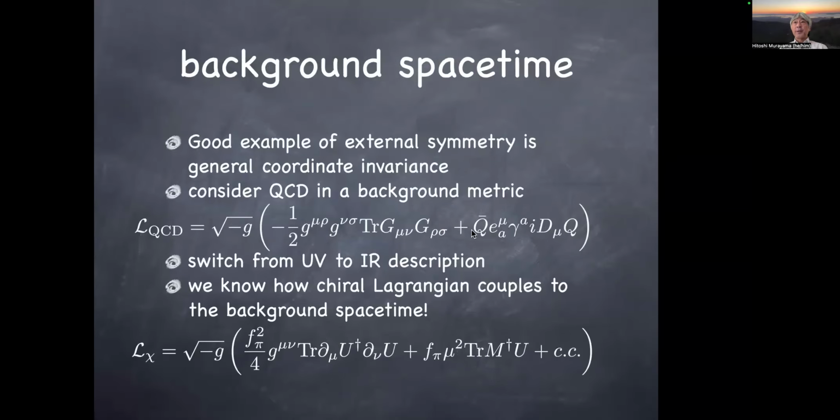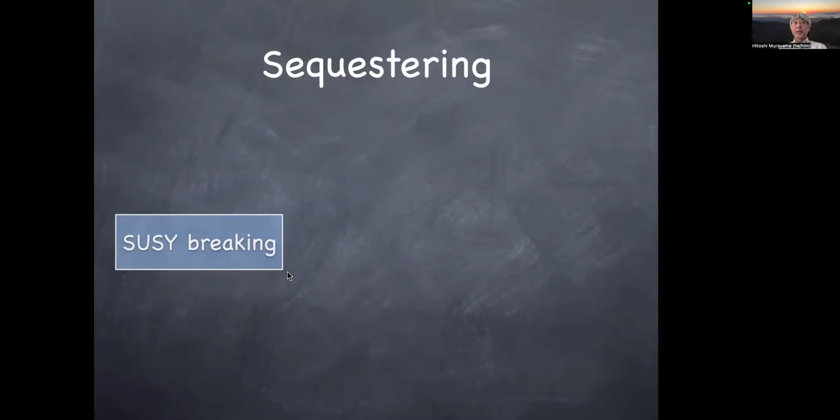The same thing applies when you put QCD on a curved background. You can couple QCD to curved space-time, but you don't need to do anything to know how the curved spacetime will appear in the chiral Lagrangian too, because that behavior is completely dictated by general coordinate invariance. So that's yet another example. We are trying to come up with a scheme where how you break supersymmetry is completely dictated by an external symmetry. And that external symmetry turns out to be supergravity.